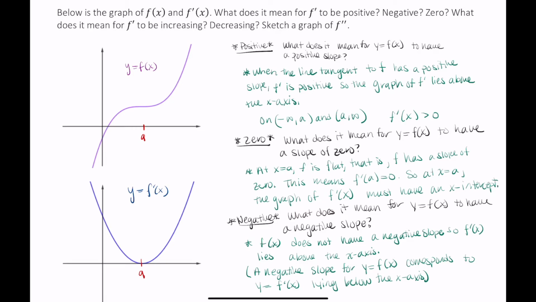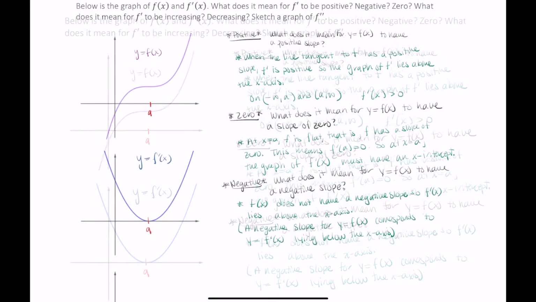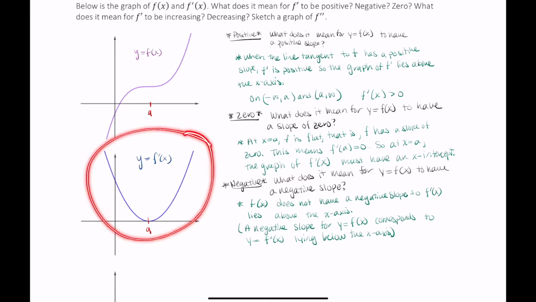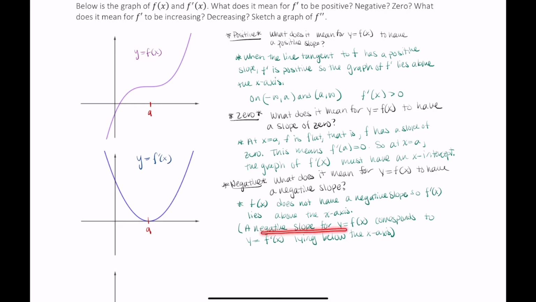So down below, I've written two sentences that correspond to what we just discussed. That is, f of x does not have a negative slope, so f prime of x lies above the x-axis, because a negative slope for the function y equals f of x corresponds to the graph of y equals f prime of x lying below the x-axis.